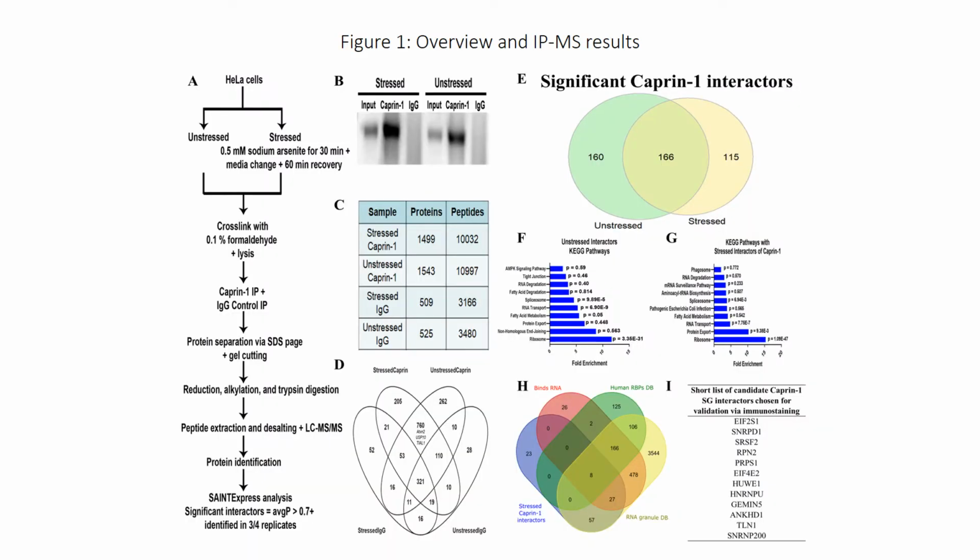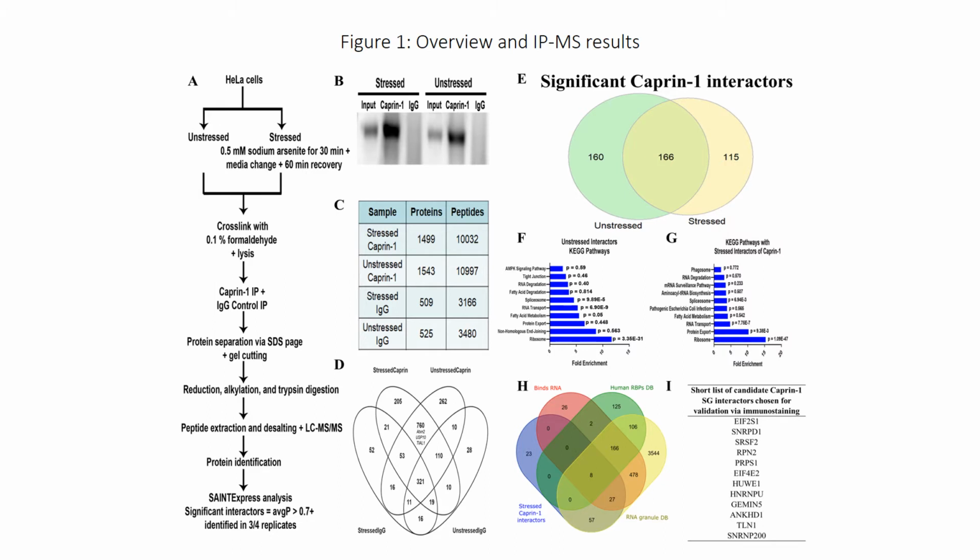This figure is an overview of our IP-MS experiments, where A through D show the overall mass spec results and a representative Western blot confirming specific IP of Caprin-1. E is a Venn diagram comparing significant interactors of Caprin-1 in both the stressed and the unstressed condition, with a large overlap between significant interactors in both conditions.